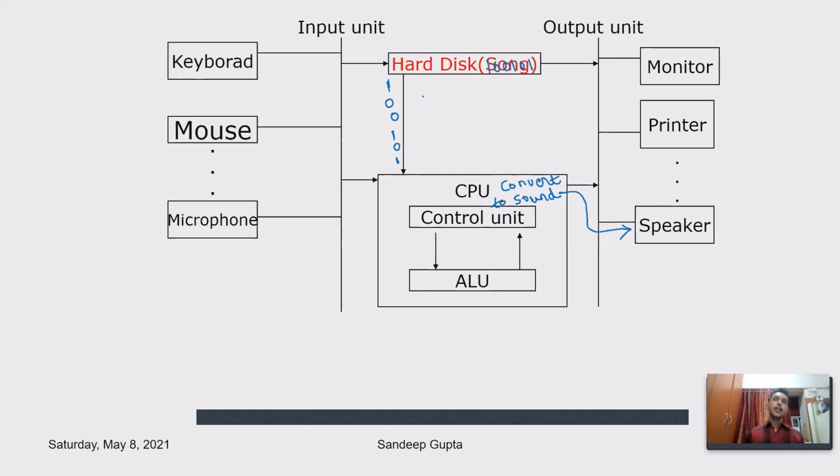Now listen to me carefully. If the song is directly transferred from hard disk to CPU, then you will hear the song with breaks in it. When I say breaks, what I mean is, if you're talking to your friend on phone and the signal is not very clear, you will tell your friend that your voice is breaking. So that breaking effect you will hear over here.